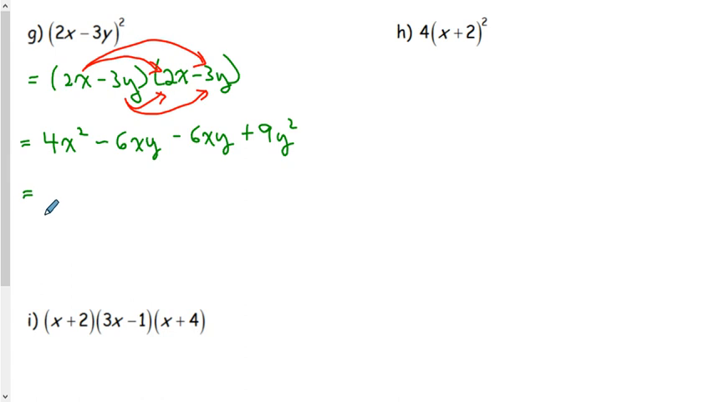Let's collect our like terms. We do have like terms. We have an x to the 1 and a y to the 1, and an x to the 1 and a y to the 1. So those ones are like terms, so we can still collect those together. When you add them together, that's going to be negative 12xy plus 9y squared.